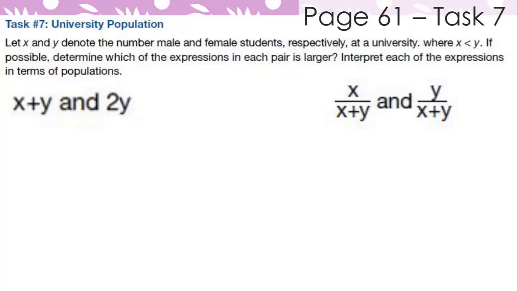Let X and Y denote the number of male and female students respectively. So respectively, that means males are going to be X number and females are going to be Y number. This is on a college campus. And X is less than Y. X is less than Y. If possible, determine which of the expressions is larger. Interpret each of the expressions in terms of populations.